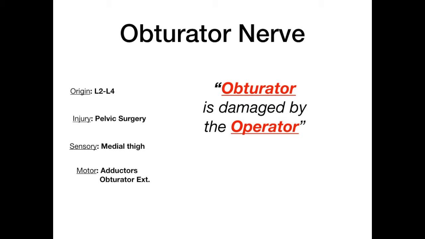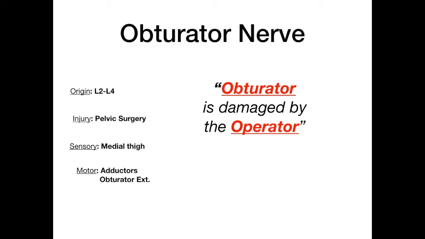So somebody who's getting an operation or getting surgery, that is, pelvic surgery, they can classically damage the obturator nerve and have sensory issues on their medial thigh or motor issues with the adductors of the thigh or the obturator externus. And again, obturator externus is fairly easy to memorize because it has obturator in the name. So just memorize that the obturator is damaged by the operator, and that is someone who's getting pelvic surgery or they're being operated on for pelvic surgery.